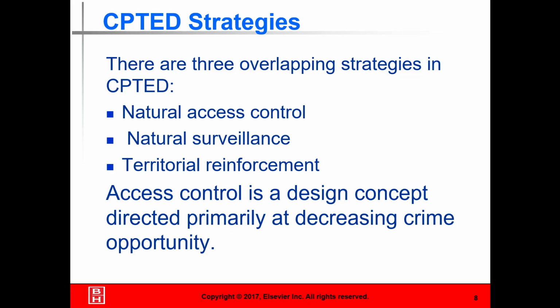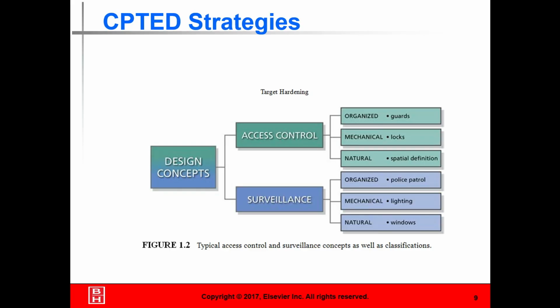Traditional access and surveillance, we talked about that. So putting a fence up, having cameras up that people can see. We don't want to make it readily available. We want it well lit at night, motion detectors. These are some of the different things that we want to make sure we incorporate. Target hardening, right? Design concepts. Access control: organized, mechanical, natural, putting space around it. Surveillance: organized, police, mechanical, lighting, natural.